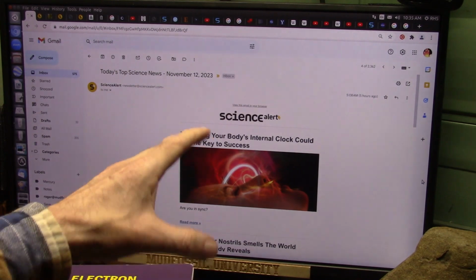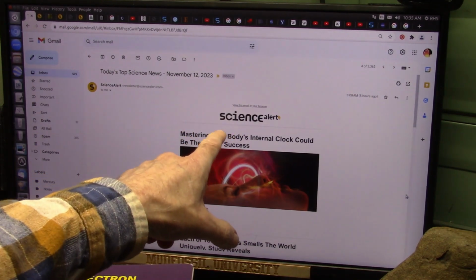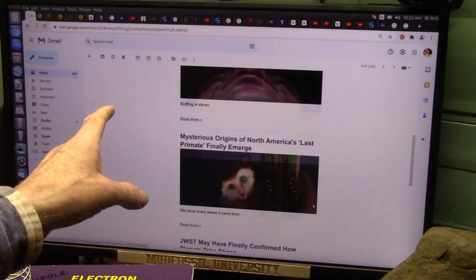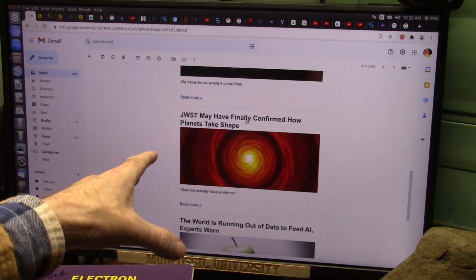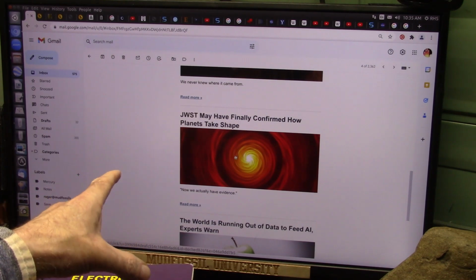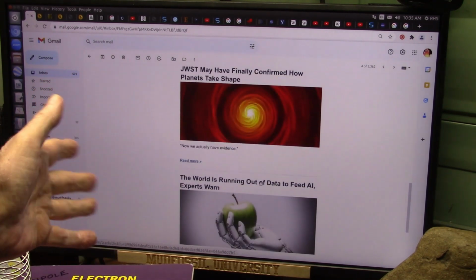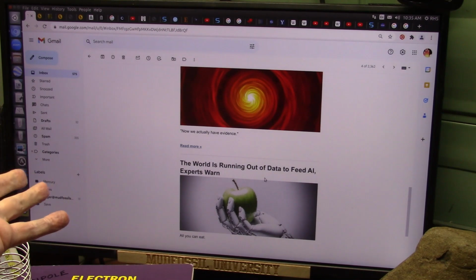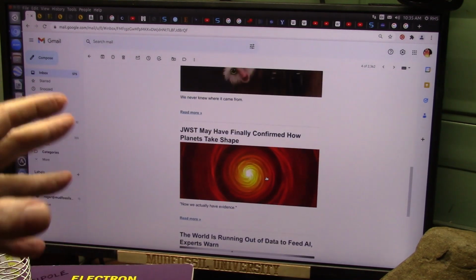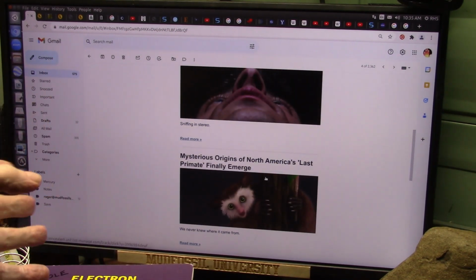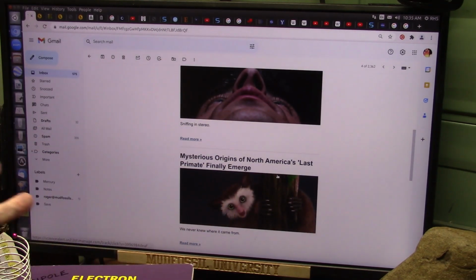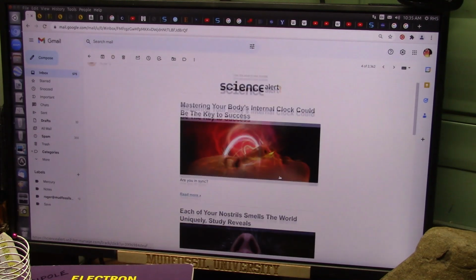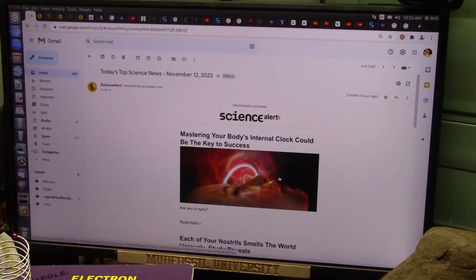All right, this is some more stuff. Now, this is from another place, Science Alert, and they mimic the exact same stuff. Here it is right here. Webb telescope may have finally confirmed how planets take shape. They all mimic the same words. So I am going to be commenting on these things. The mysterious origin of North America's last primate finally emerged. These are all what they call peer-reviewed, fact-checked.